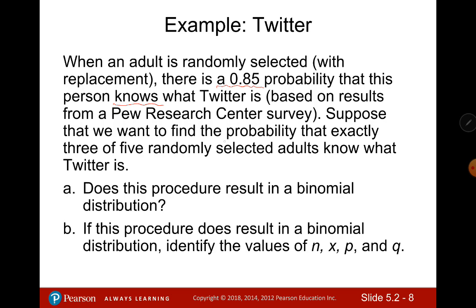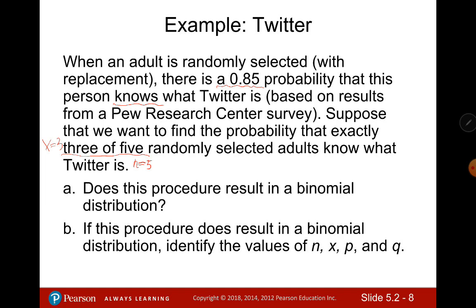Suppose we want to find the probability of exactly 3 of 5. So we have 2 numbers here. What are these 2 numbers? 3 means x equals 3. 5 means we have a total of 5, so 5 is our number of trials.